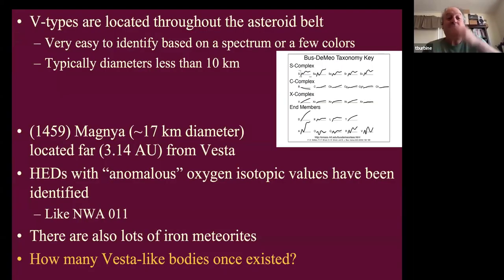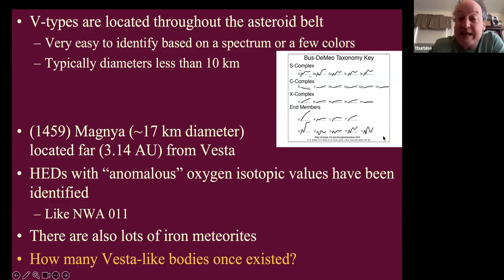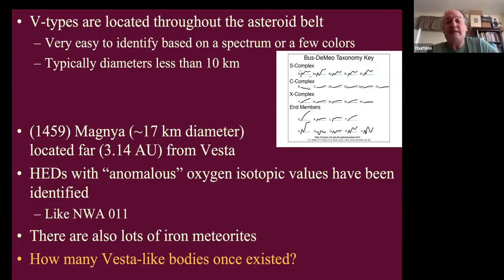This V-type spectrum is very easy to identify. You can just take a spectrum or get a few colors. If you look here, you can see how distinctive it is. It's very easy to identify with just measuring reflectance of some objects. They typically have diameters less than 10 kilometers. Magnya is a little weird. It's farther, and its diameter is about 17 kilometers.